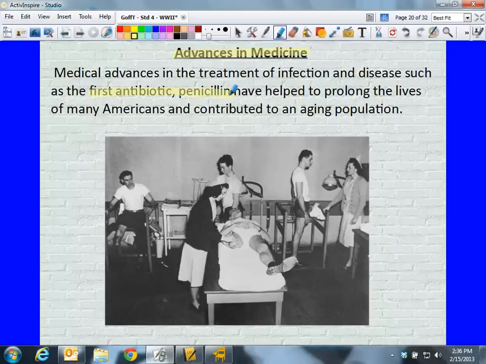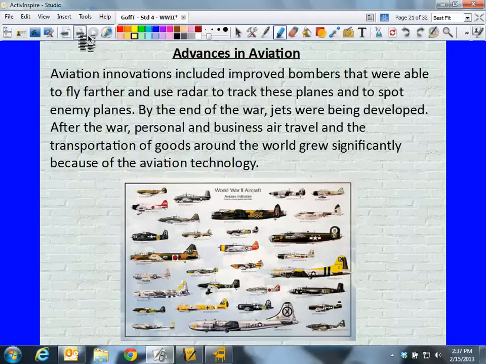I want you to think about if you've ever been to the doctor and you've had a bacterial infection of some kind, the doctor gave you an antibiotic to help fight that. That antibiotic helps your body fight against your ailment so that you could be better. So there were advances in medicine. The big one to keep in mind is penicillin, and it was the first antibiotic that gets heavily used during this time period. Then there were advances in aviation.